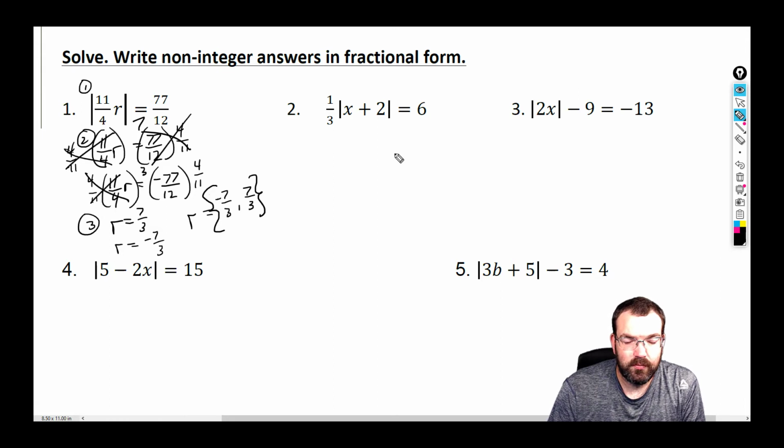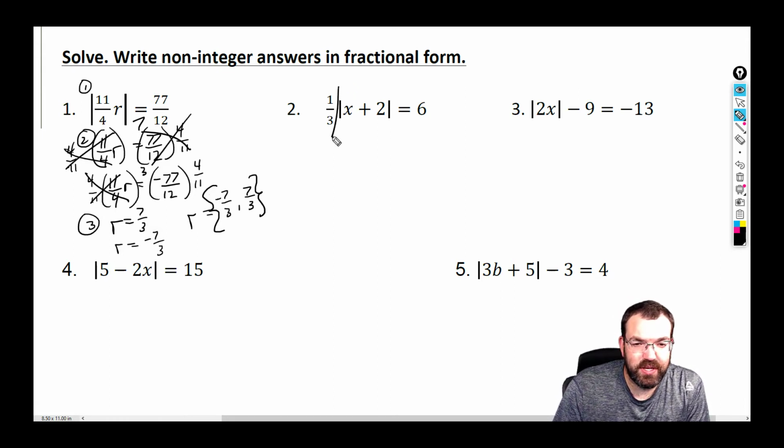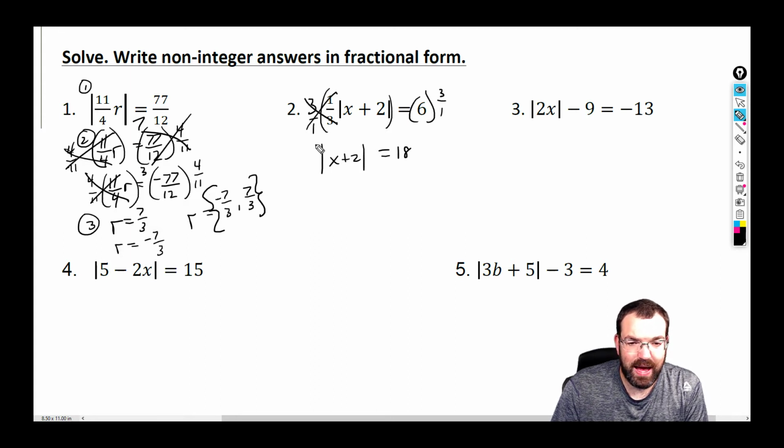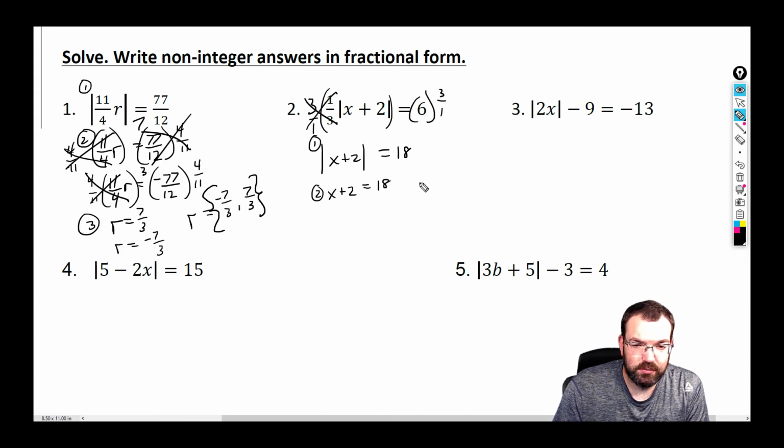All right, number 2. Let's isolate. Because this is here on this side, but it's not in the absolute value, I have to get rid of it. Well, how do I get rid of it? I multiply by the reciprocal. Cancel, cancel. So I get absolute value of x plus 2 is equal to 18. 6 times 3 is 18. That's step 1. Step 2, I write both equations. Positive and then the negative. Step 3 is now I solve it. So x equals 16 or x equals negative 20.